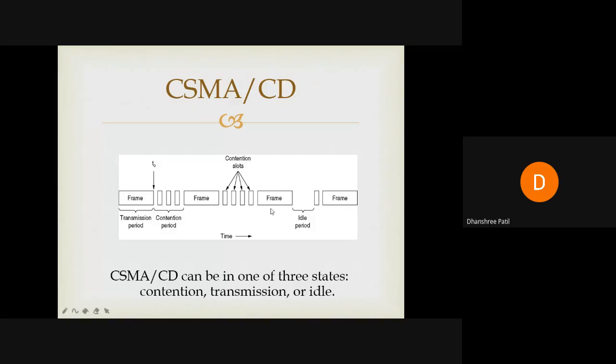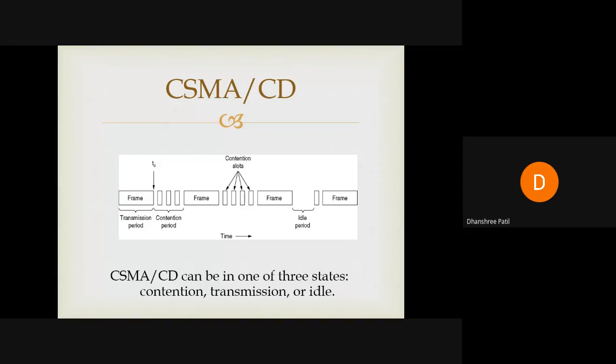Here there is one diagram. You can see here that CSMA CD is done in three stages. First is the contention, then transmission, and the idle. These are the three states with the help of which CSMA CD is carried out. The transmission period is where the frame can be transmitted, a free time slot where the frame is to be transmitted.